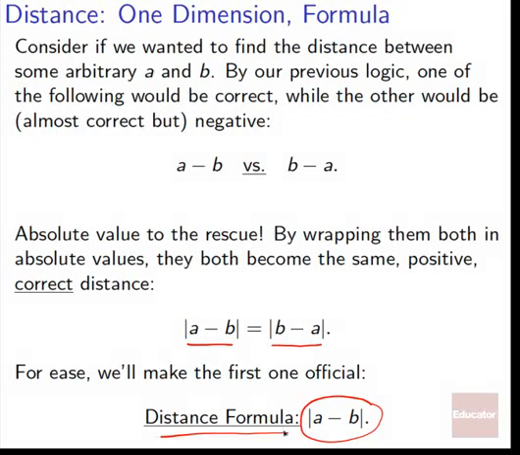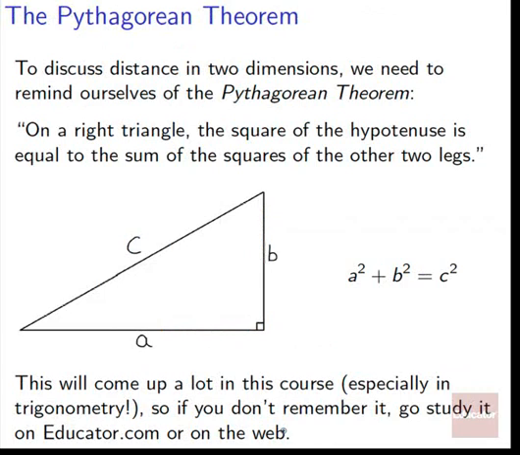What if we're in more dimensions, though? Let's take a look at the Pythagorean theorem, as we'll need that to discuss two dimensions. So to discuss distance in two dimensions, we need to understand the Pythagorean theorem. You've probably learned this before. If it isn't something that you know well, you're going to want to go back and relearn it. Make sure you've got this idea, because it's going to show up all sorts of places in pre-calculus and in calculus, and it's definitely going to show up a whole bunch in the trigonometry portion of this course. So definitely make sure you go restudy if you don't remember it.